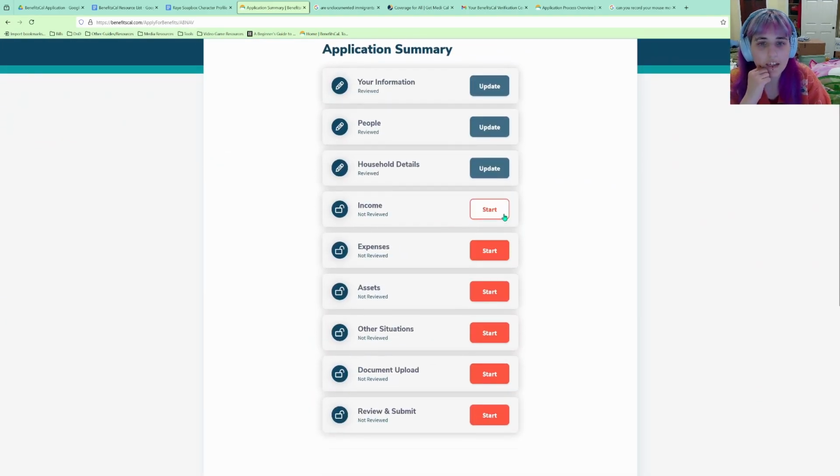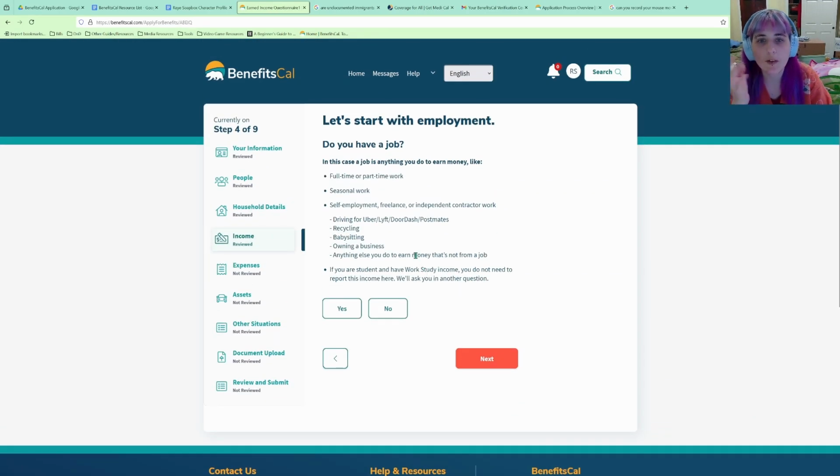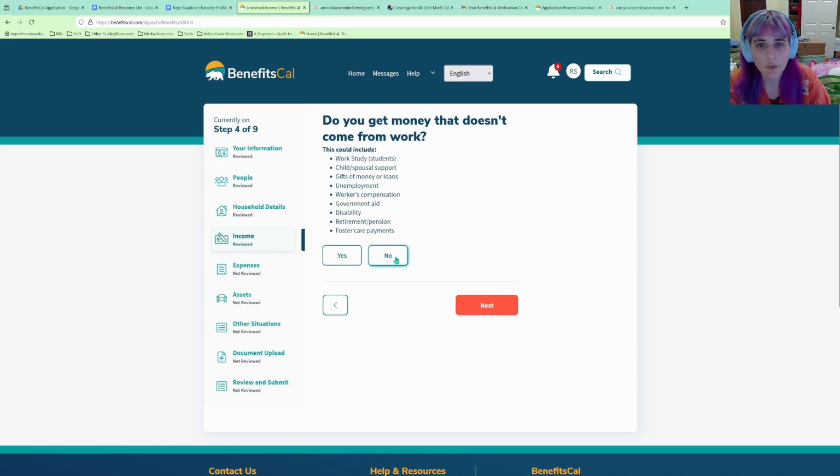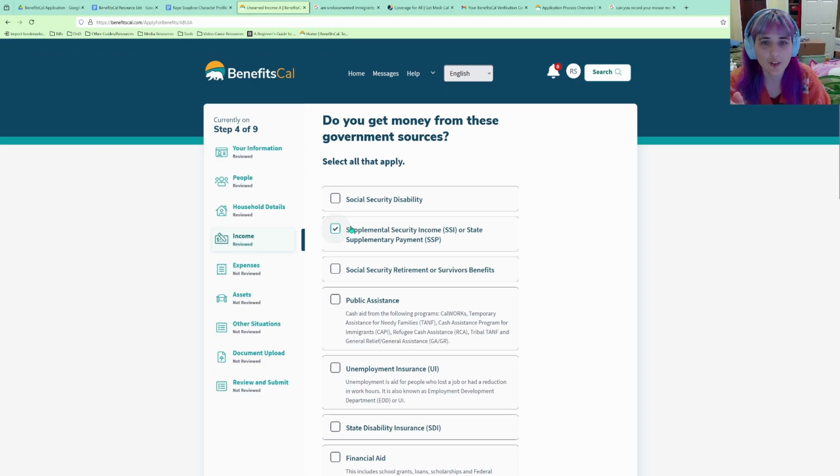Okay, income. So let's start with employment. This is where you would put your job information. In my case, I don't have a job. Do you get money that doesn't come from work, such as work study, child or spousal support, gifts of money from other people, or loans, unemployment, workers' compensation, government aid, disability, retirement pension, foster care? I said on this application that I was going to include SSI, so I am going to say yes, because that's government aid. SSI, again, is different from Social Security.